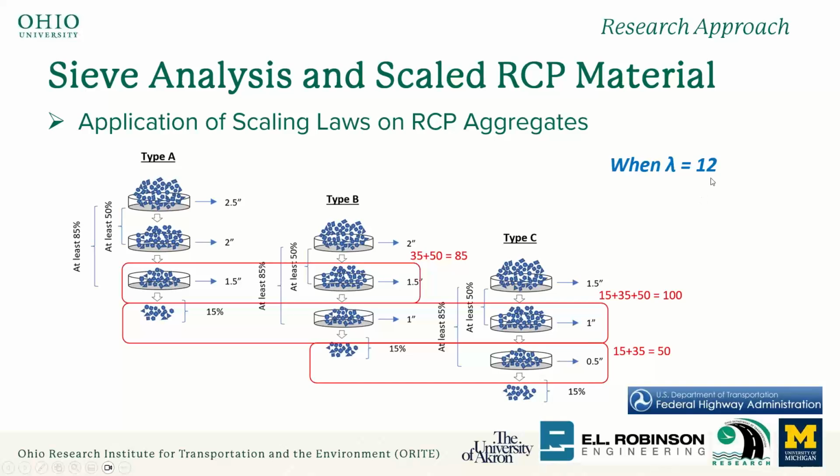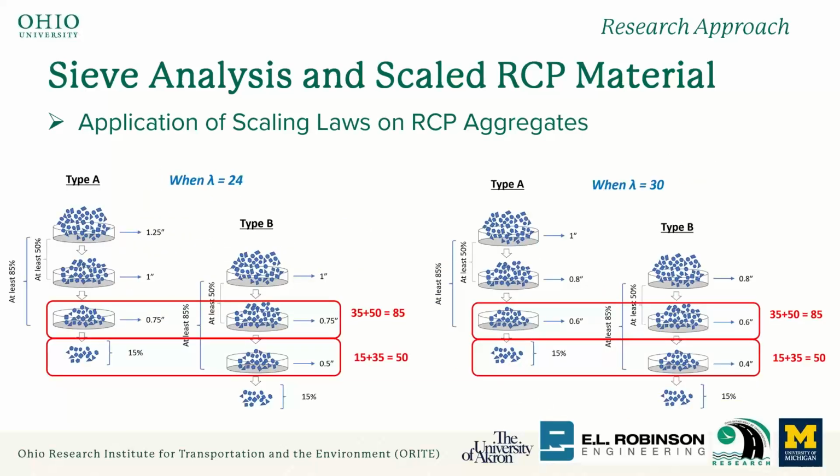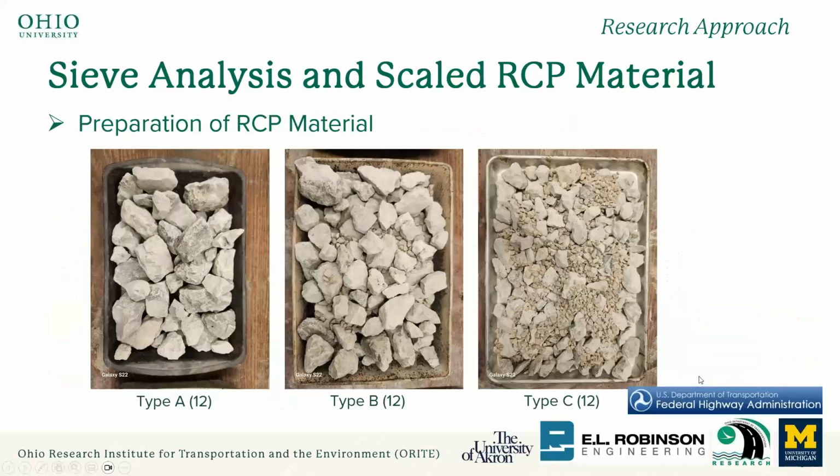So this is when we use lambda 12. These will be the composition of the scaled RCP materials. For 24 and 30 lambdas, we follow the same idea, but with different sizes of sieves. Okay, so we have some sample pictures that we did. If this is lambda 12, these will be the type A rock, type B rock, and type C rock. Obviously, with a different scale factor, the sizes will be different, right?